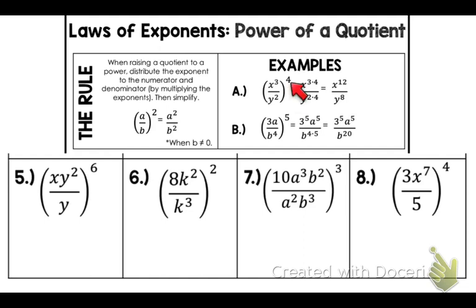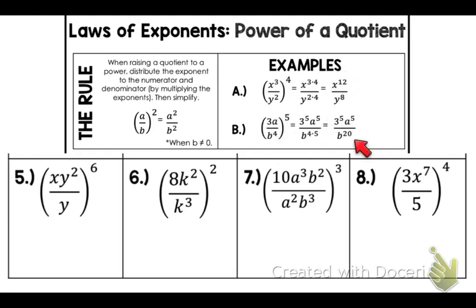So for the first one here, notice how they have x to the third power divided by y to the second, and then you have to the fourth power. That means that you're going to have to multiply your 3 times your 4, your 2 times your 4, just like they did here. Now, if you can, you need to simplify. x and y, you can't simplify because they're not the same base.